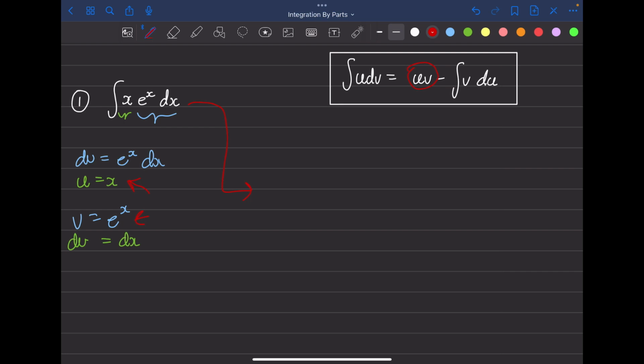So I'm going to multiply x by e to the power of x. That's the first term over here in red. Now for the more difficult term, you always have to subtract. That is part of the formula. So subtract the integral of v.